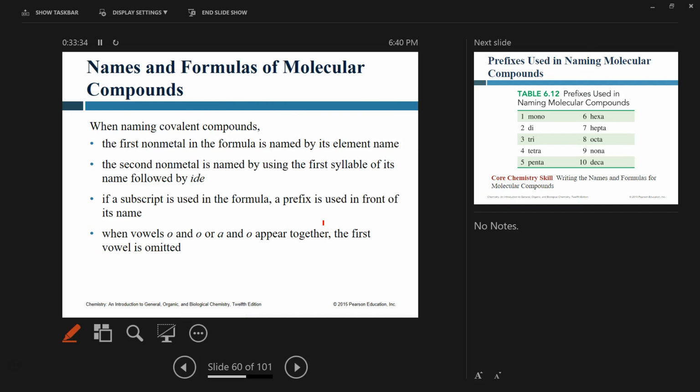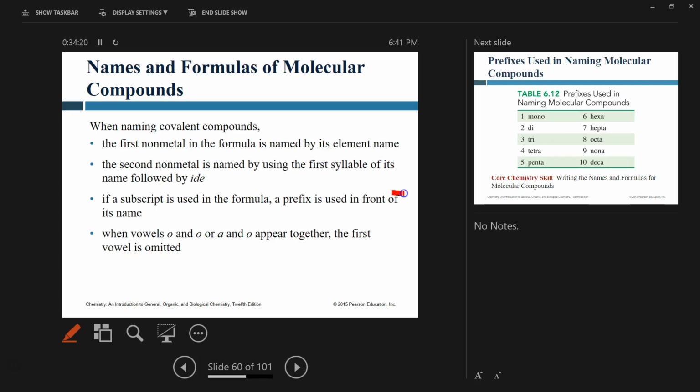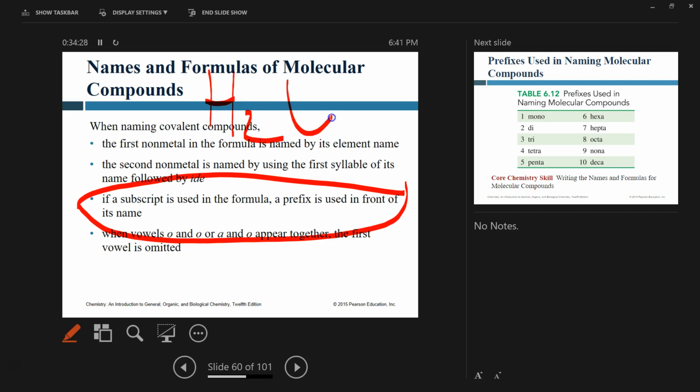How do we name the covalent compounds? Pretty much the same way we named binary ionic ones. The first element, the first nonmetal, is named by the element name. The second nonmetal: first syllable, and "ide." The only difference is that you have to use prefixes, a prefix that shows which subscript appears at a certain atom. Let's take water and try to name water properly using this rule.